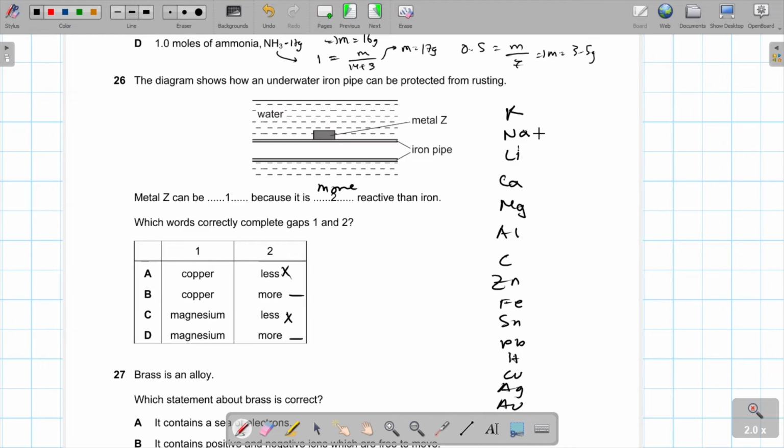So this is a reactivity series. As you can see, copper is less reactive than iron, so this copper option is not going to be the answer. The answer for this is going to be B.